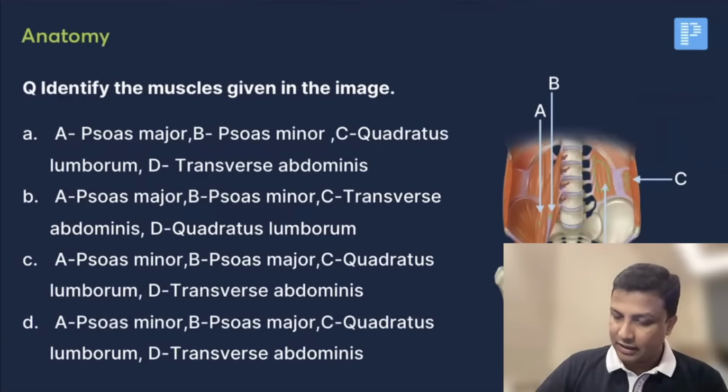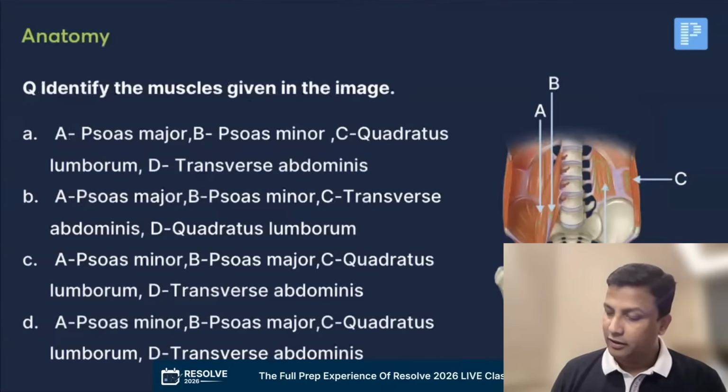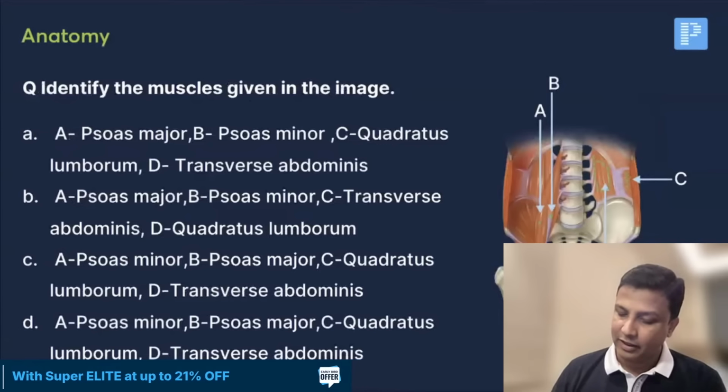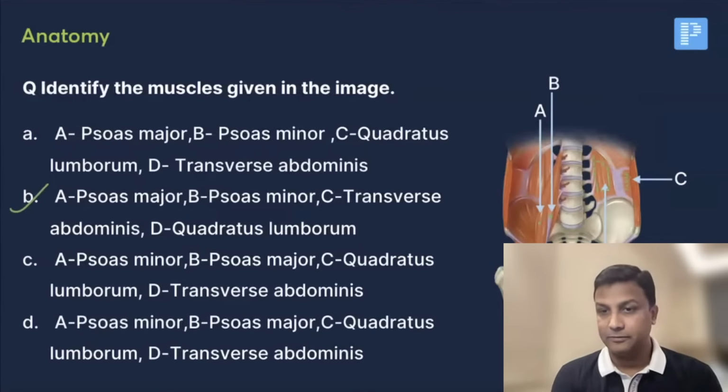So option A here will be the psoas major. Option B here will be the psoas minor. Option C here will be the transversus abdominis. And option D will be quadratus lumborum. So here the correct answer will be option B, sir.